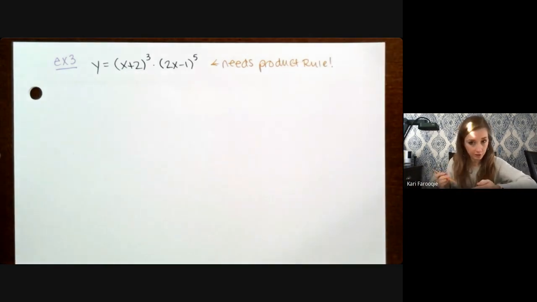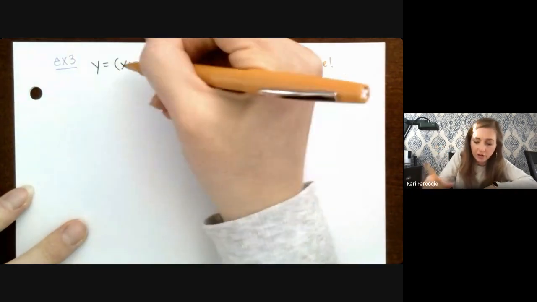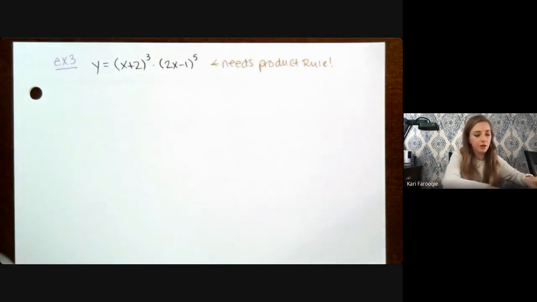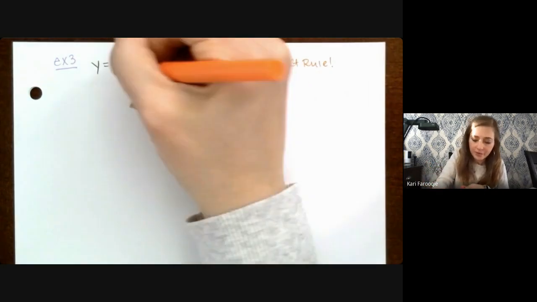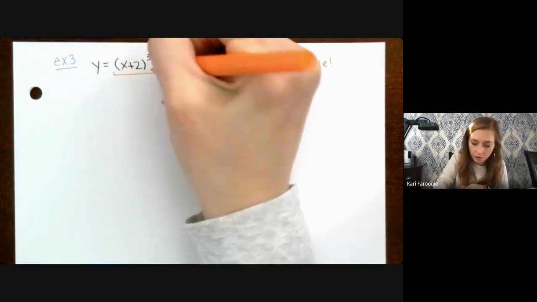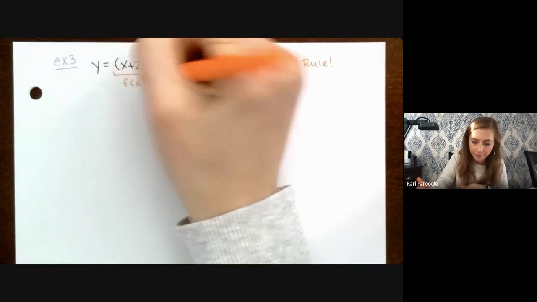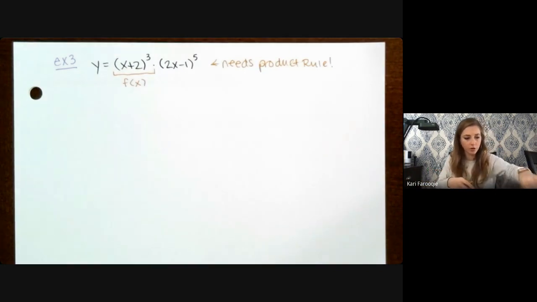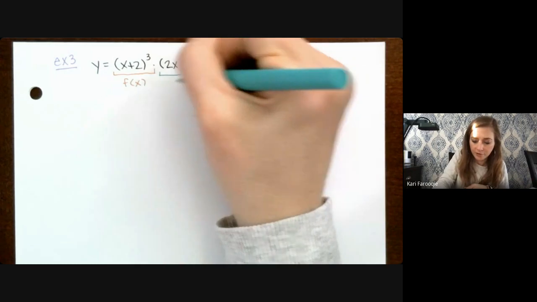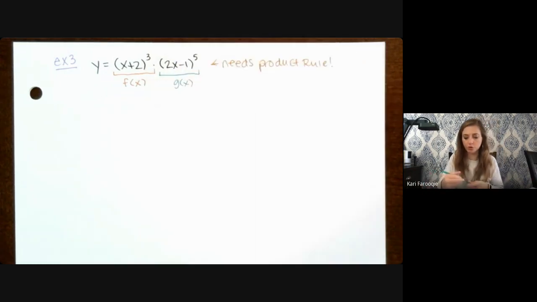Now let's go ahead and label them, because each one of these factors will have a derivative that needs the chain rule, I should say. So I'm going to label them. Let's see, this one can be f. And then the other one will be g, since we talk about our product rule in terms of factors f and g.